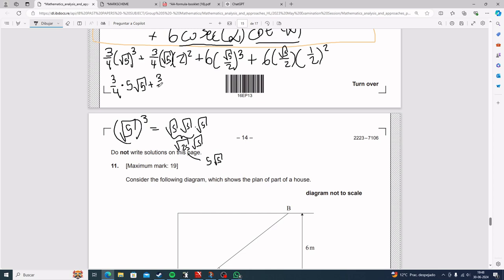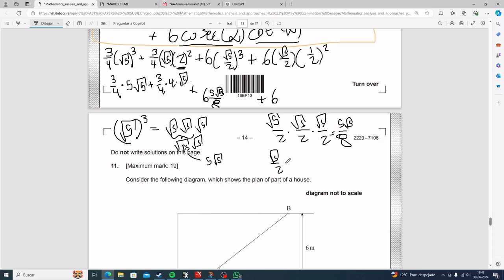Plus 3 over 4 times 4 times square root 5, 4 because of this guy. Plus, and I'm going to go down here because I'm running out of space, 6 times that whole thing cubed. This is square root 5 divided by 2 times square root 5 divided by 2 times square root 5 divided by 2. So you end up with an 8 on the bottom, and up top 5 square root 5, so 5 square root 5 divided by 8. And this last term is plus 6 times square root 5 divided by 2 times 1 half times 1 half, so 8 on the bottom, giving square root 5 divided by 8.